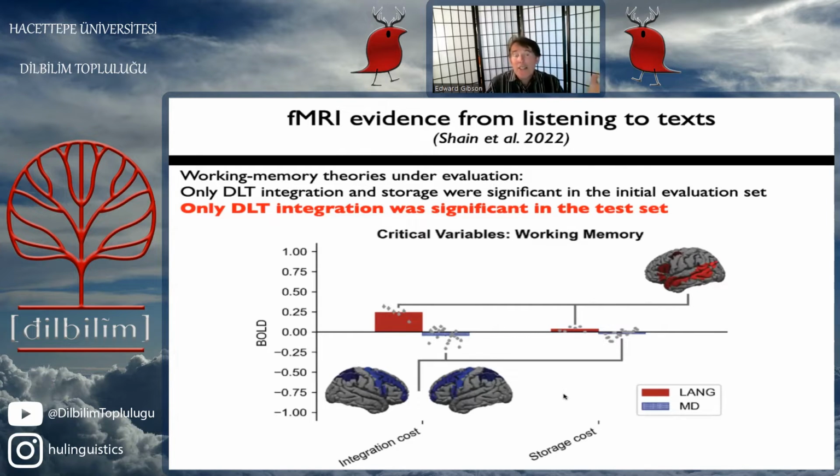There was the integration cost, the connections, versus holding on to things, the storage cost. The storage cost thing didn't work. There's nothing that worked out there. But for integration, there's a strong activation reliably in the language network, and not in other networks.